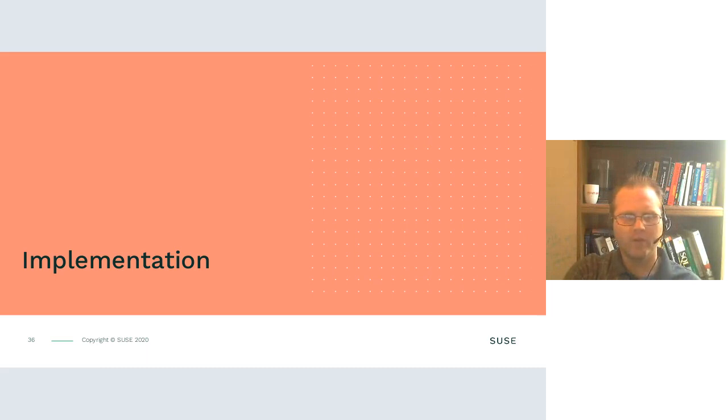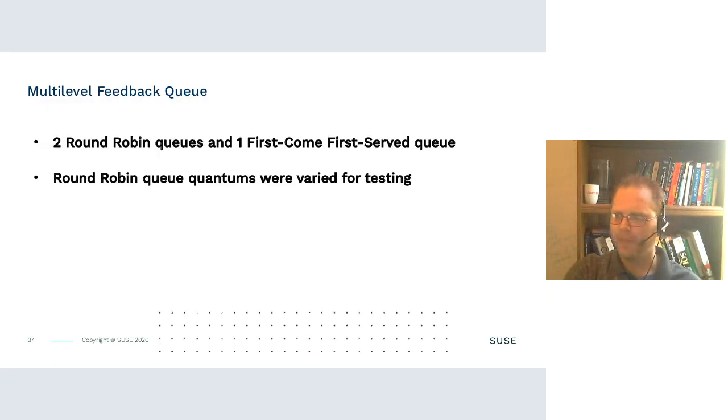I mentioned earlier that the multi-level feedback queue can be implemented with any number of queues, and each queue with different scheduling algorithms. In this project, I used two round-robin queues for the higher priority queues and one first-come, first-served queue. This is the same configuration I used in my examples previously. I performed stress testing by modifying the quantums of the two round-robin queues to test the limits of the environment.